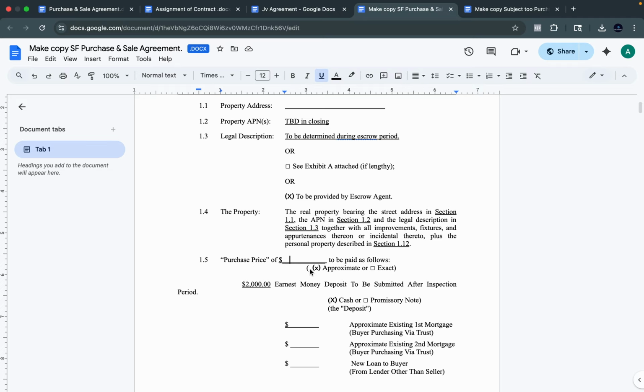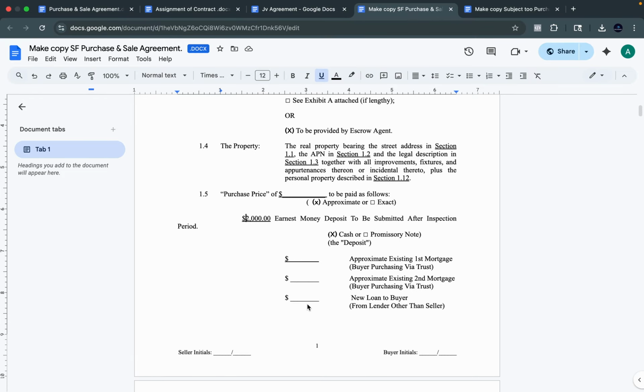And I always want to put an approximate, not exact, because you want to make sure the title company is able to decide that, not you, because you never know, right? But for the most part, you always want to put approximate, and then put the purchase price on there. EMD typically comes out to about $2,000. If you're selling it over to an end buyer, it could be $2,000. Typically, I like to put it at $1,000 to $2,000. It really doesn't matter as long as you have a higher EMD submitted from the buyer.